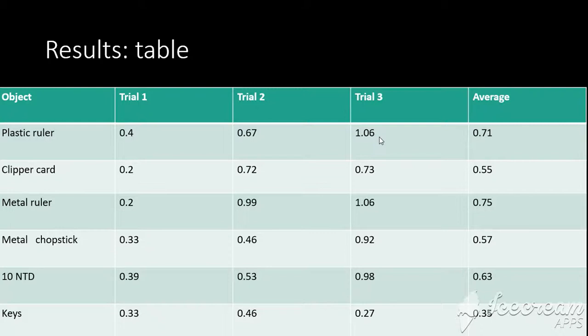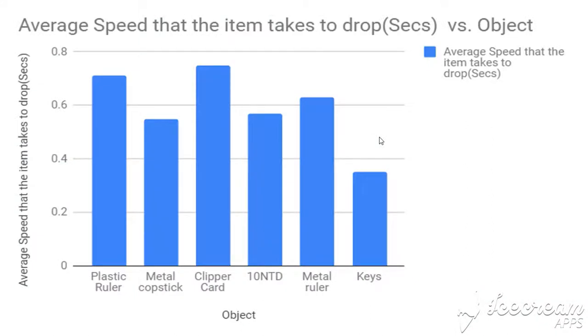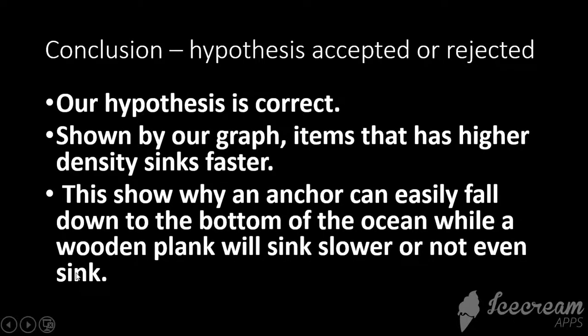Here's our results table, and I guess you all could better understand this in the graph, so here it is. The fastest objects to sink are the keys, and the slowest one is the Clipper card. After we did the experiment, we measured all the objects' density, and the keys have the highest density and the Clipper card has the lowest density, which showed that our hypothesis was correct. This also showed why an anchor can easily fall to the bottom of the water, while a wooden plank will just float.